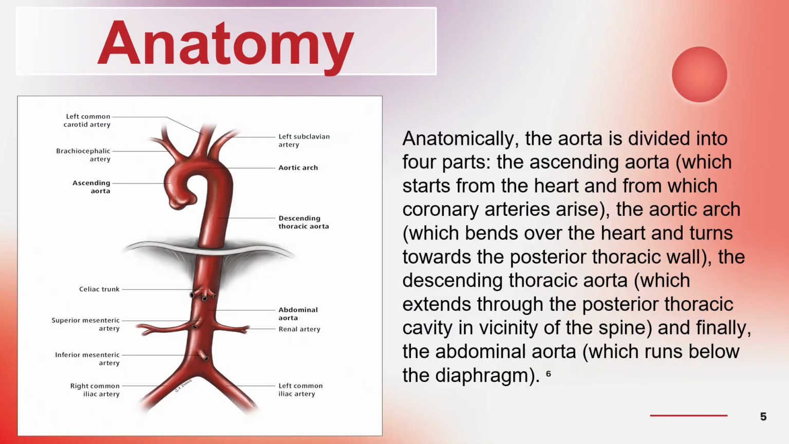Anatomically, the aorta is divided into 4 parts. The ascending aorta, which starts from the heart and from which coronary arteries arise. The aortic arch, which bends over the heart and turns towards the posterior thoracic wall. The descending thoracic aorta, which extends through the posterior thoracic cavity in vicinity of the spine. And finally, the abdominal aorta, which runs below the diaphragm.